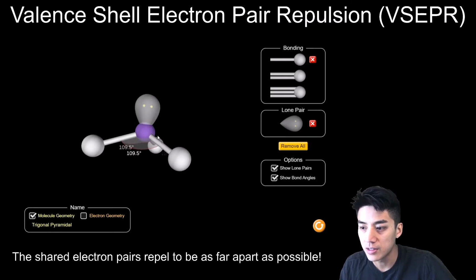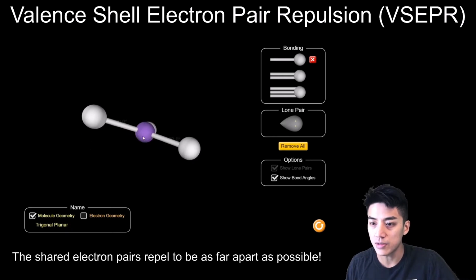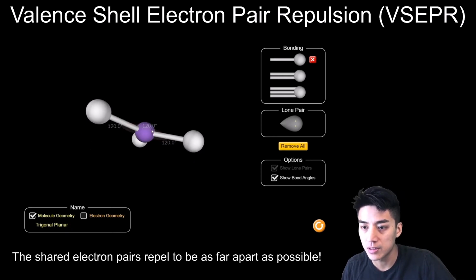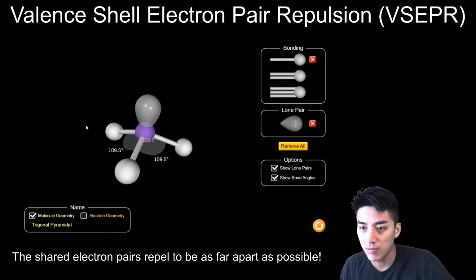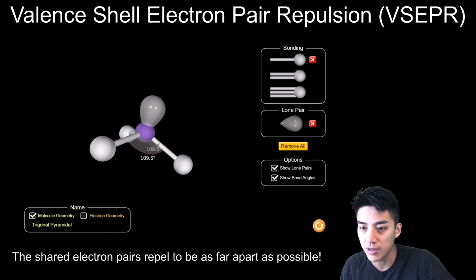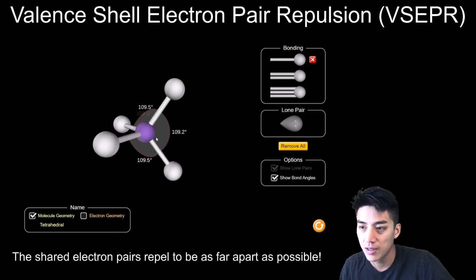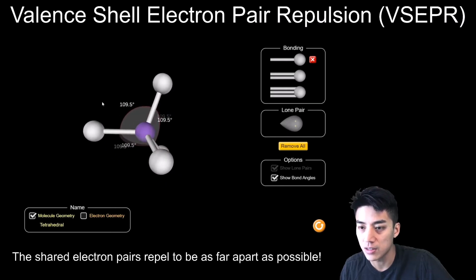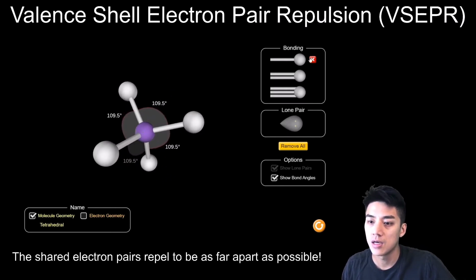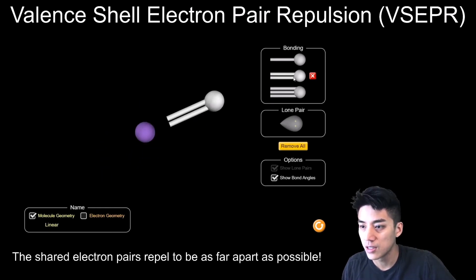But the idea is the electron pairs will cause each other to bend and squeeze so that the bond angles are appropriate. If I throw on the lone pair again, see how it squeezes it? We went from trigonal planar to now trigonal pyramid. So those are different shapes, right? Take away the lone pair, throw on a bond instead, and now this is known as tetrahedral. There are small differences between tetrahedral and trigonal pyramid, all of which we'll explain.